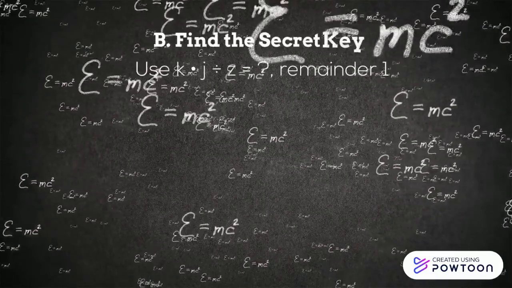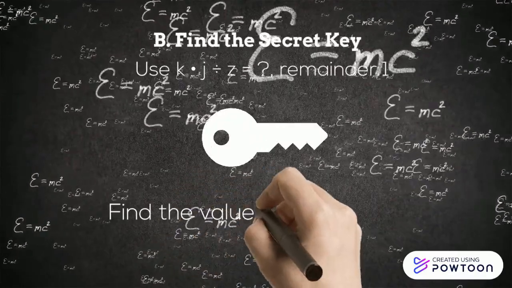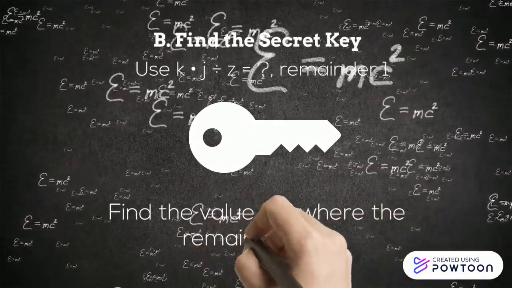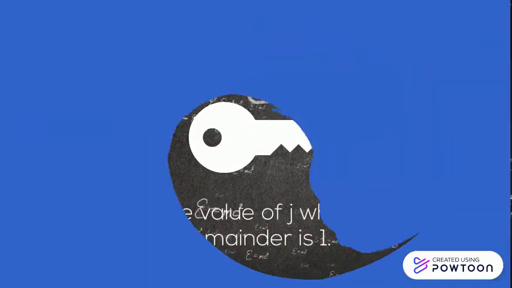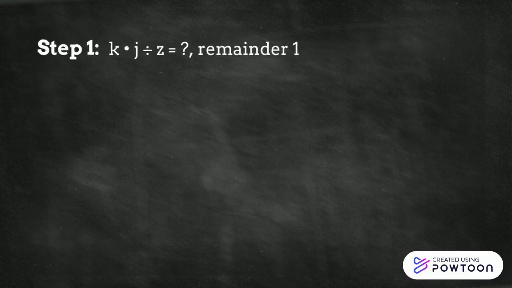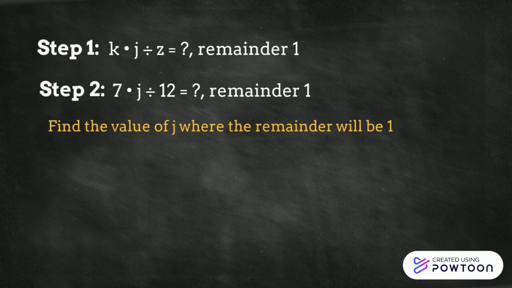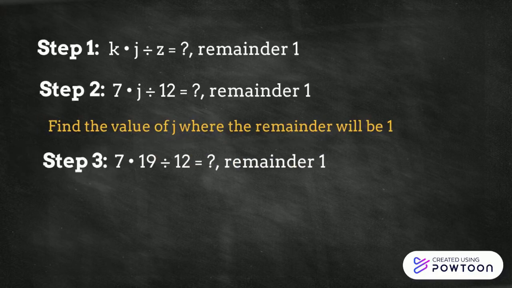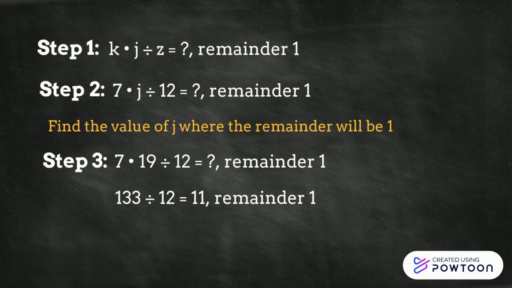In this next step, use the equation above to find the secret key, or the value of J, where the remainder will be 1. Use K times J divided by Z equals question mark, remainder 1. The question mark is the quotient, but don't worry about it because J is the secret key. Next, substitute the variables and find J where the remainder is 1. So let's try 19. The quotient comes to 11 remainder 1, so 19 is the secret key.